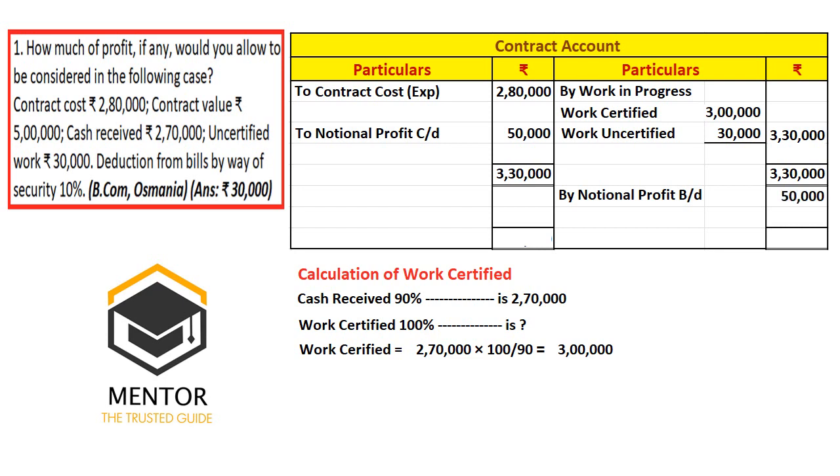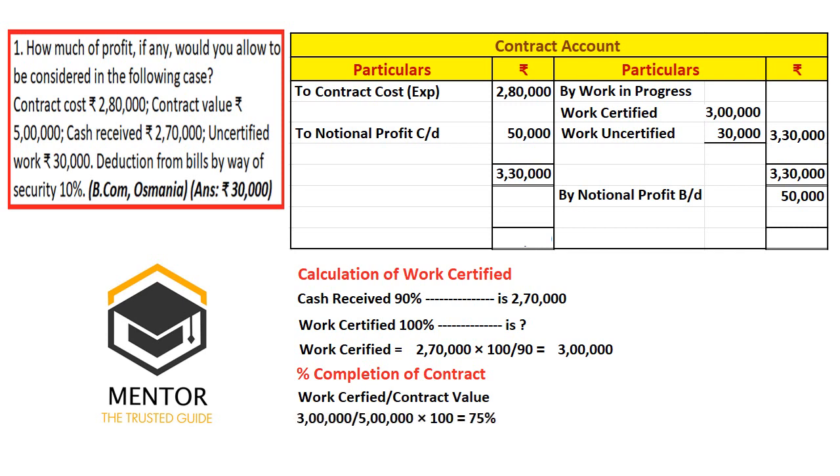Then the question arises, how much profit should be taken? For that, just now we understood two situations. First we need to understand how much the contract is completed, that is the percentage of completion of contract. How can we calculate that? The formula is work certified by contract value. In this case, the work certified is 3 lakhs, as we just calculated. The contract value given in the question is 5 lakhs. 3 lakhs by 5 lakhs into 100 equals 75% progress made by the contract.